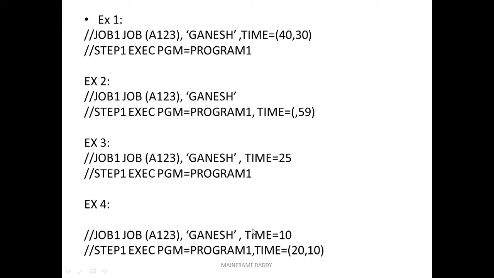In example 4, time is coded both on job statement as well as in EXEC statement. Whenever the time parameter is coded both on job and EXEC statement, the time parameter which is specified in EXEC statement will override the time parameter that is specified in the job statement. So for this step 1, it will take time as 20 minutes and 10 seconds, and it will not take this time equal to 10 minutes which is coded on the job statement.